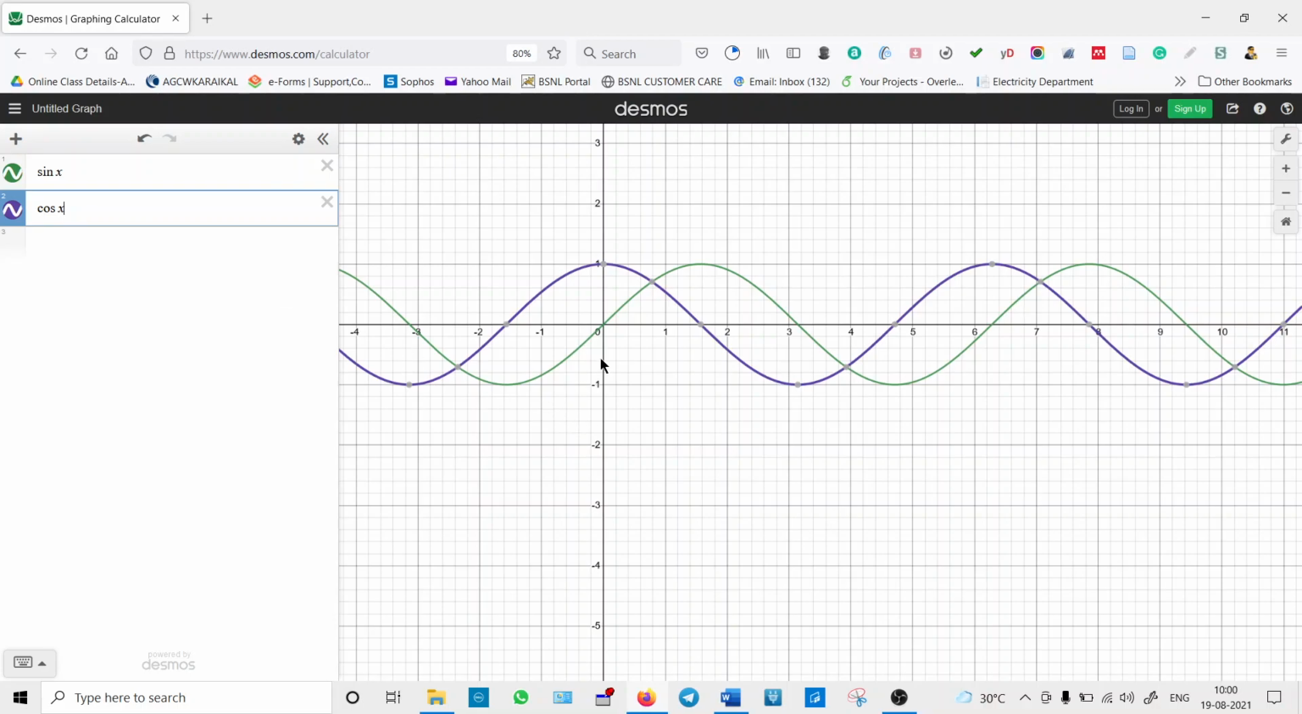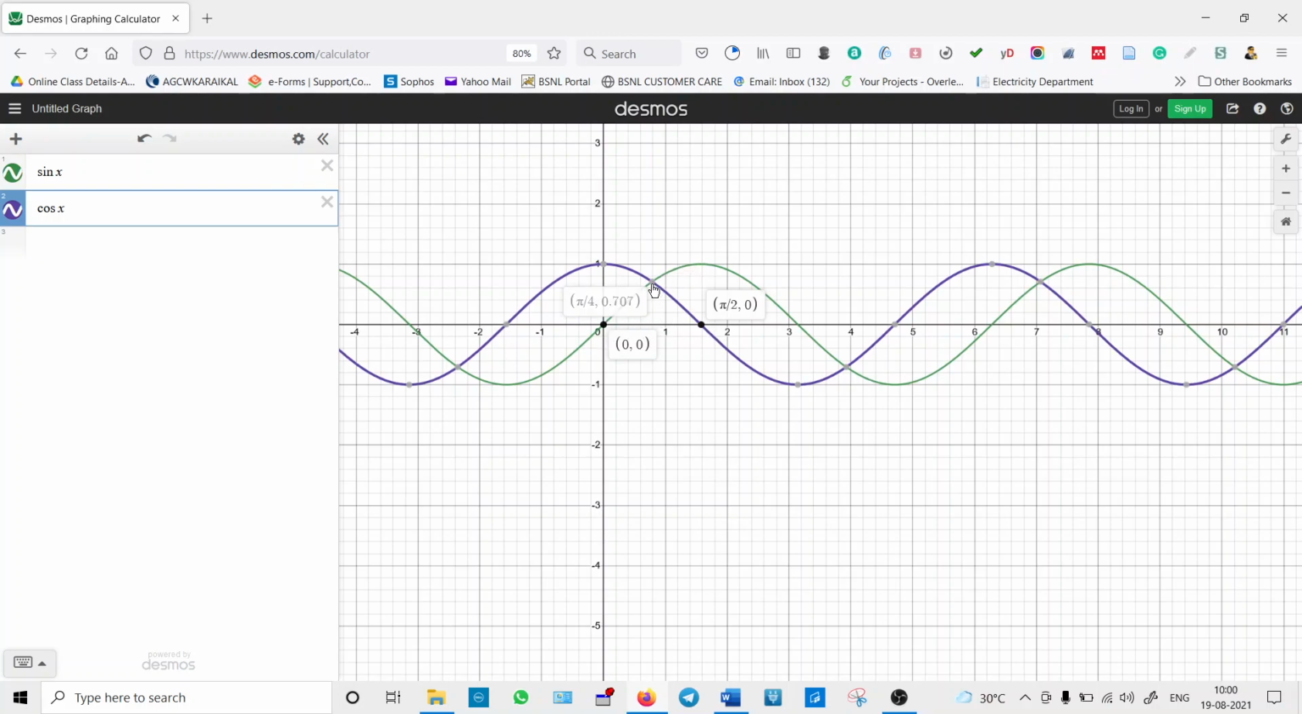Okay, now the color has changed. So 0 to pi by 2, this is the interval we are going to consider for both the graphs. And now this is cos x and this is sin x. You can consider only this interval.